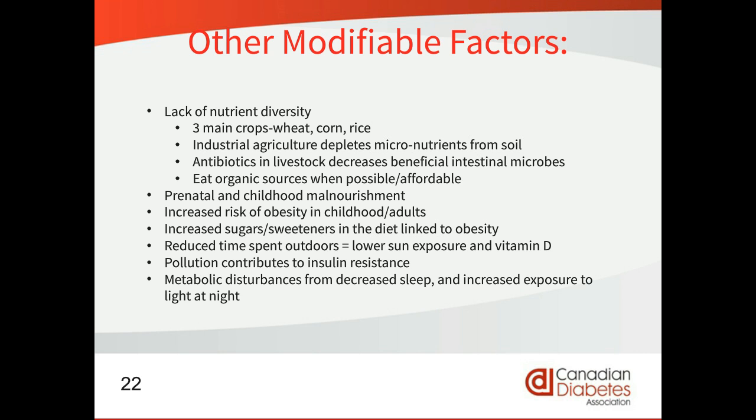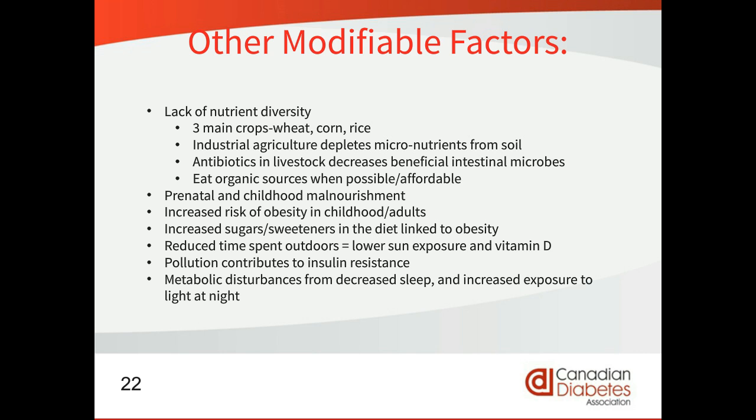Modern agriculture certainly allows us to feed more people, but it depletes micronutrients from the soil. So guess what? All those products get the vitamins and nutrients added back after processing. Antibiotics in livestock reduce our beneficial intestinal bacteria, and that's increased digestive disorders like irritable bowel syndrome and Crohn's. That means although we may eat the right foods, we're not necessarily able to absorb them all because of this problem. One solution, where possible and if affordable, is to try to go organic.